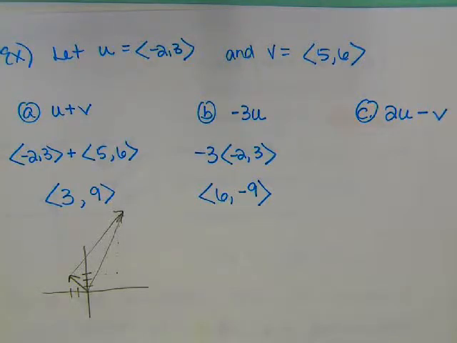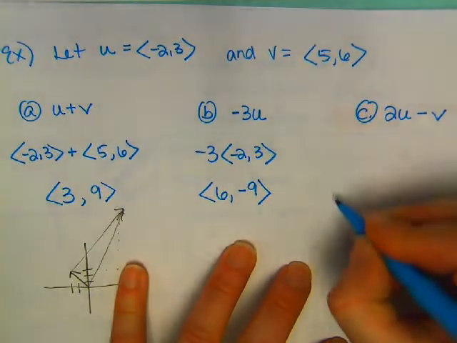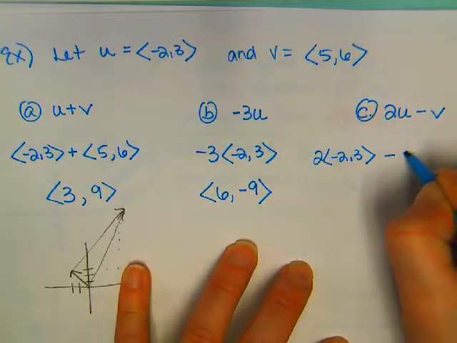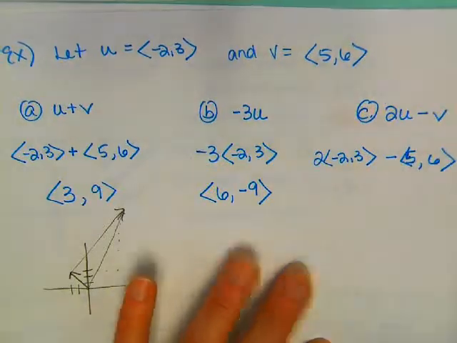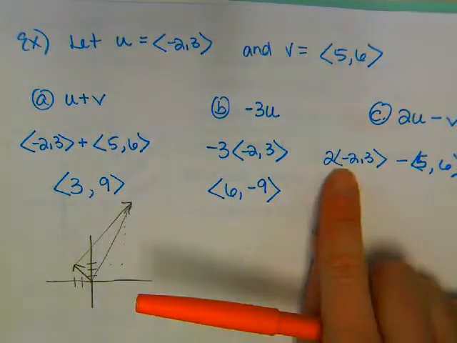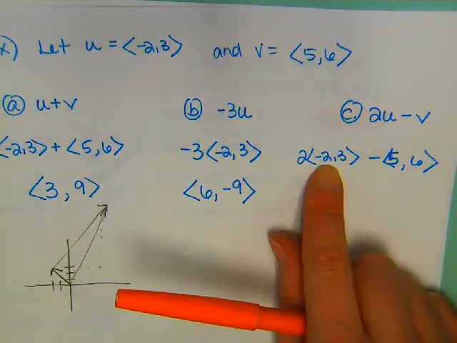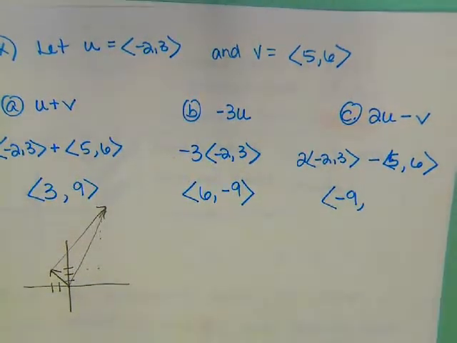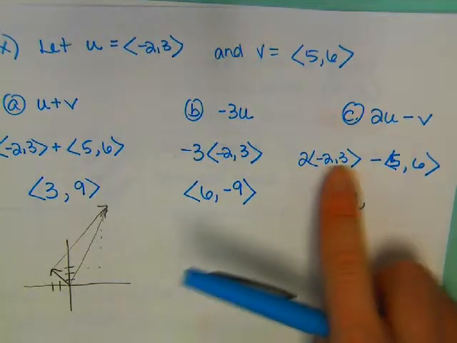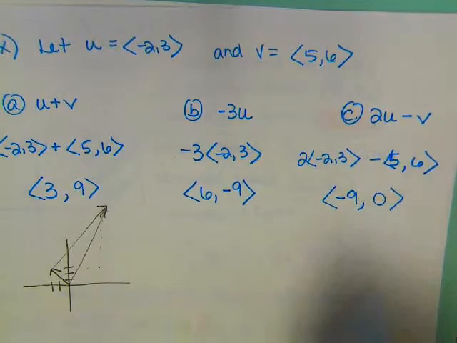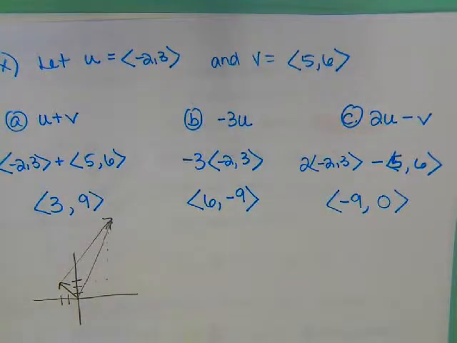Okay, and then putting it together. If I ask you to do 2u minus v, then I'm asking you to do 2 times -2, 3 minus 5, 6. So I'm going to just do it piece by piece. What's 2 times -2? -4. What's -4 minus 5? -9, right? What's 2 times 3? 6. 6 minus 6 is 0. Okay, so that's just a little bit with vector operations.